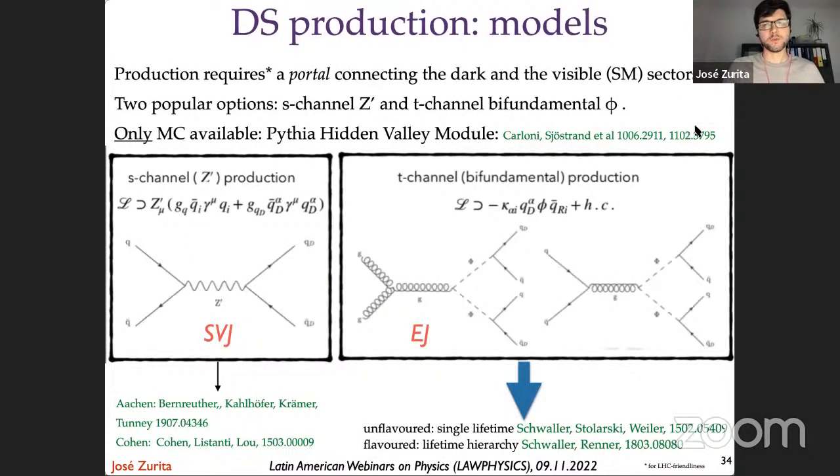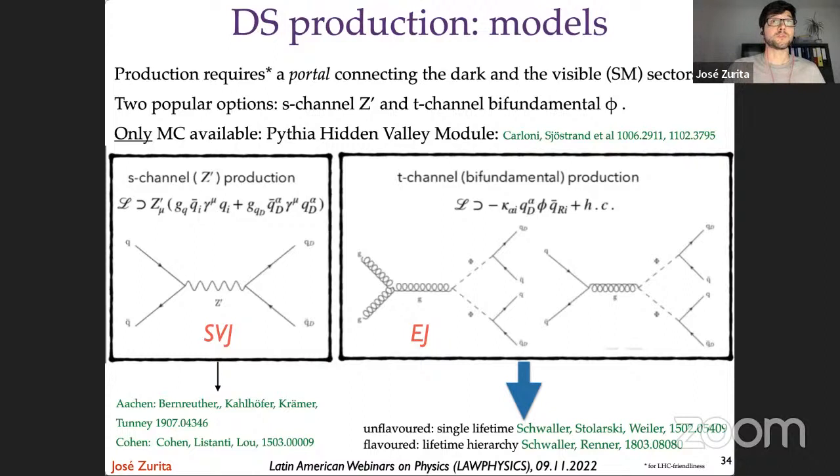So what you normally do, you take a production mechanism that you don't need to take, to be fair, because it's just a trick to have some signal at the LHC. And you say, okay, I can take a Z prime, and this can give rise to semi-visible jets, or I can take a t-channel model, that's the other one that gives rise to emerging jets.